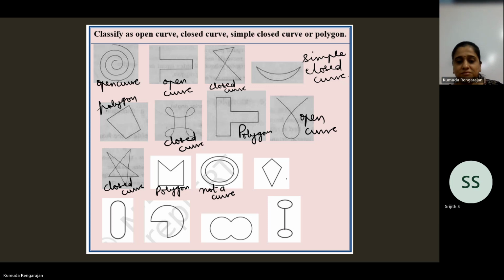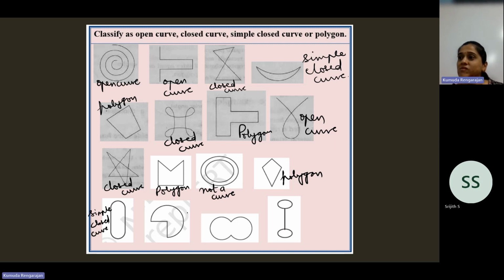Then next one, Srijit. Next one is a polygon, ma'am. Polygon. Very good, because it has line segments. Correct. Harini, next one. Closed curve. Simple closed curve, because it doesn't intersect itself anywhere. It's closed and it's a simple closed curve.